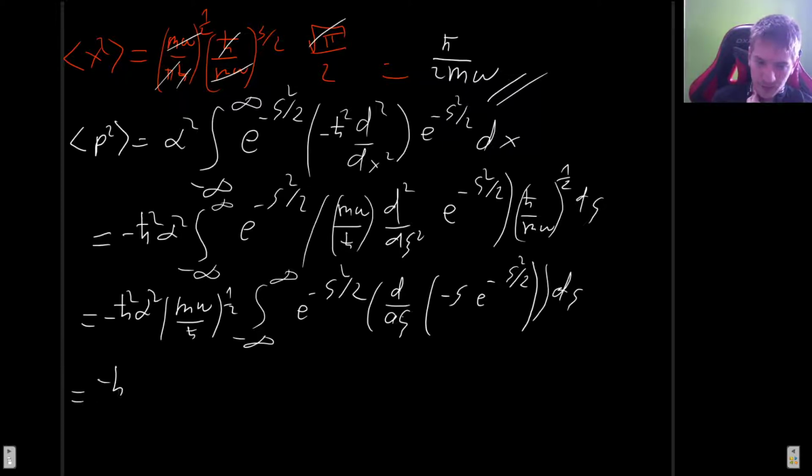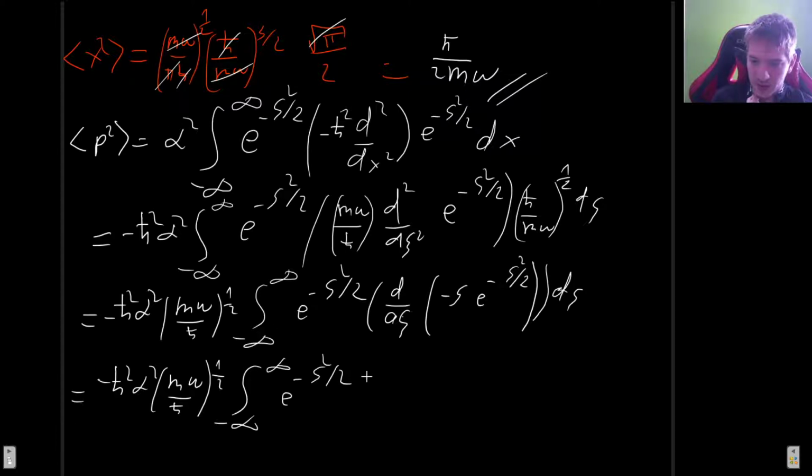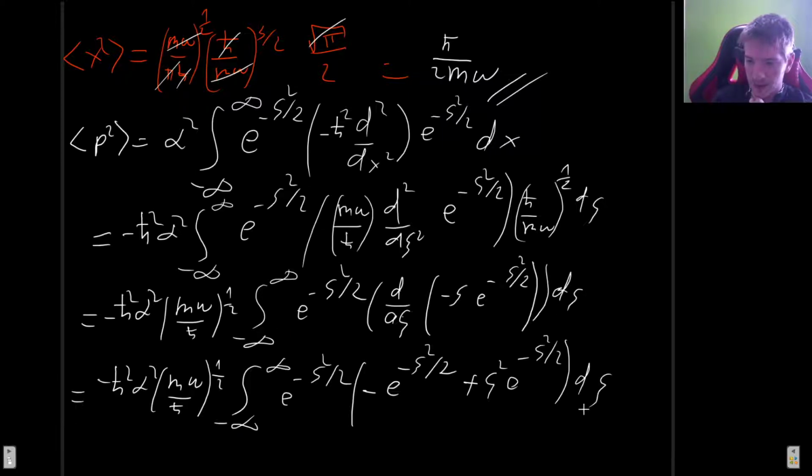So let us now go ahead and derive once more. Minus infinity to infinity, e to the minus xi squared divided by 2. So now we have to apply the product rule. First we derive this xi, so we just get minus e to the minus xi squared divided by 2, and then we have to derive the exponential, so the minus will cancel out and we get plus xi squared e to the minus xi squared divided by 2 d xi. Okay, so let me copy this so we can go to the next slide.